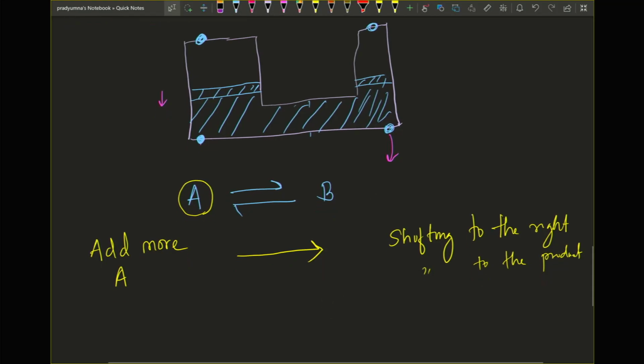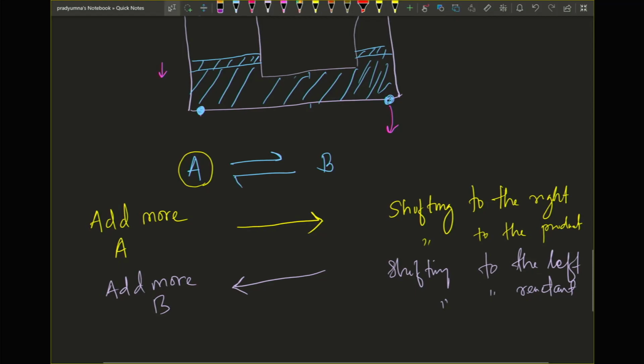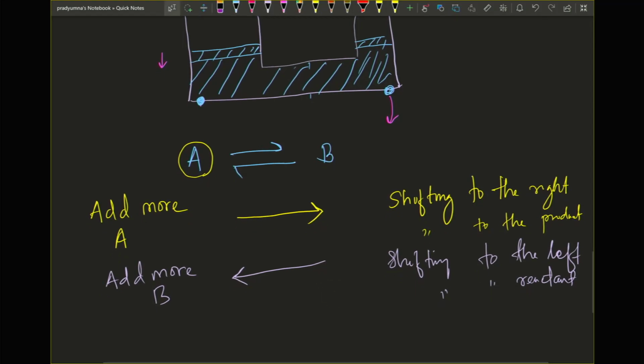While in another example, if I add more B, what's going to happen? The equilibrium will shift to the left. So that is shifting to the left, or shifting to the reactant, right? All right.